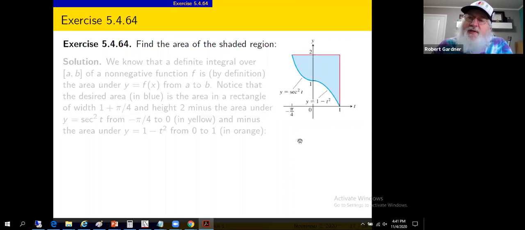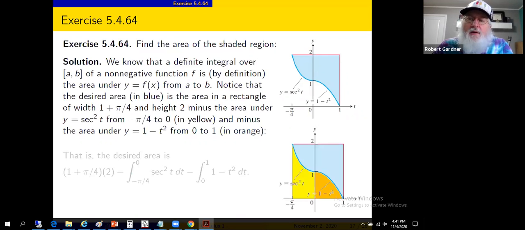All right, they want the area of this shaded region. Remember, a definite integral gives an area under a curve, not an area over a curve. Well, that's all right. Let's talk about those areas under the curve as follows. They've given us some sort of piecewise defined thing here, I guess. It's y equals secant squared t between -π/4 and 0. So this thing here is a secant squared function. This part over here, 1 minus t squared, is an opening downward, concave down parabola.